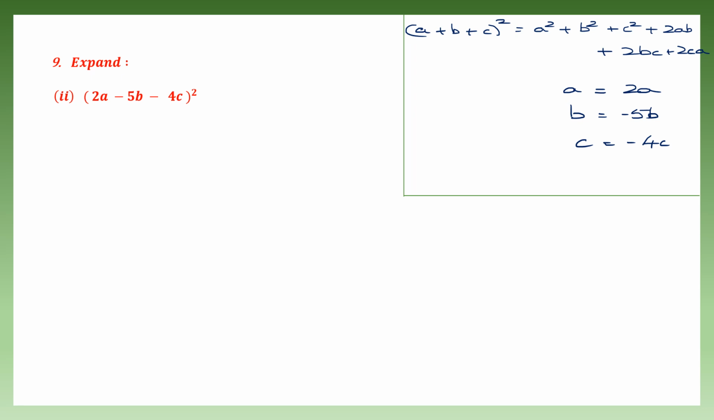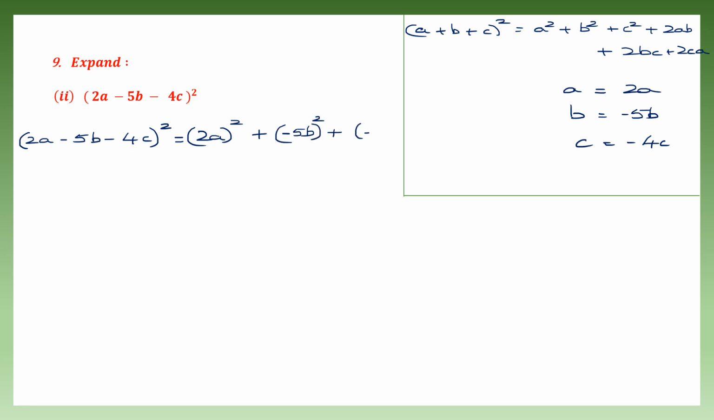So now let's work this out. So this is 2a minus 5b minus 4c the whole square, which is a square, and a is 2a. That means a square will be 2a the whole square plus b square. What is b? Minus 5b the whole square plus c square.